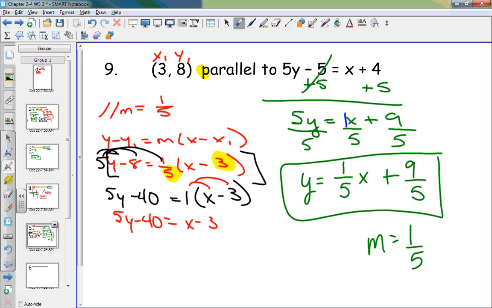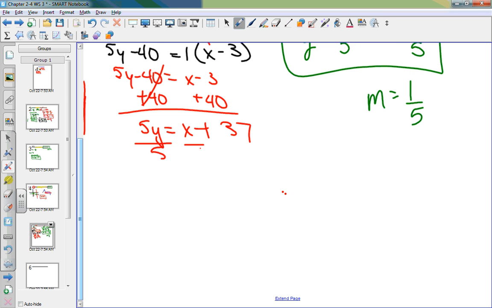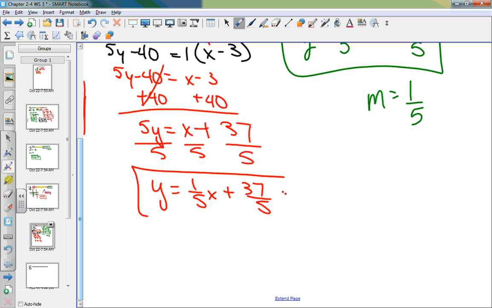Now what? Add 40. Add 40 to both sides. And I have 5y is equal to x plus what? 37. You had 40, you owe me 3. Very good. Okay, now what? Divide each term by 5. And I'm going to get y is equal to 1/5 x plus 37 over 5.